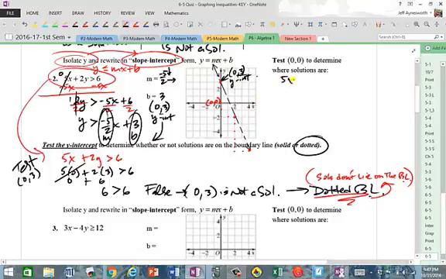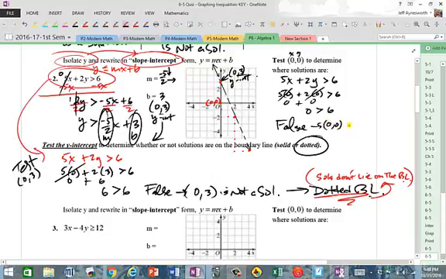So let me see, 5 times x plus 2 times y is greater than 6. So x is 0, y is 0. So you substitute 0 for both of them. And ask yourself the simple question. Okay, that's 0, that's 0. 0 plus 0 is 0. So is 0 greater than 6? And the answer is false. So what does that tell you? That tells me that 0, 0 is not a solution.